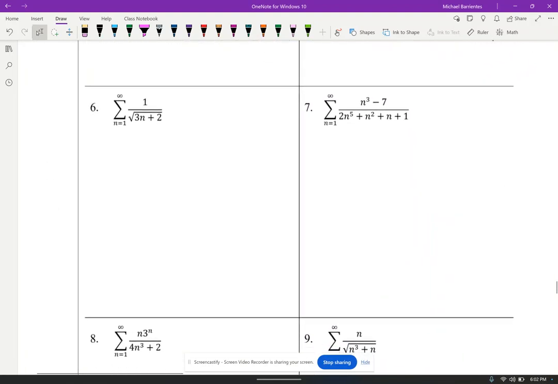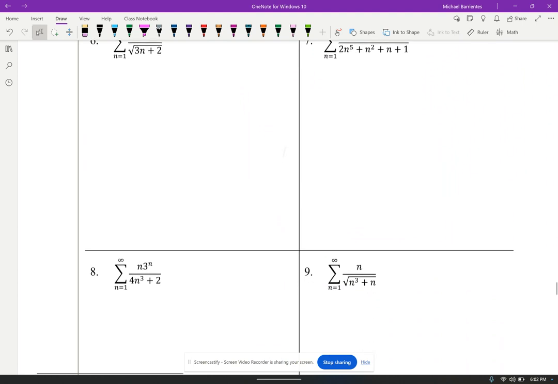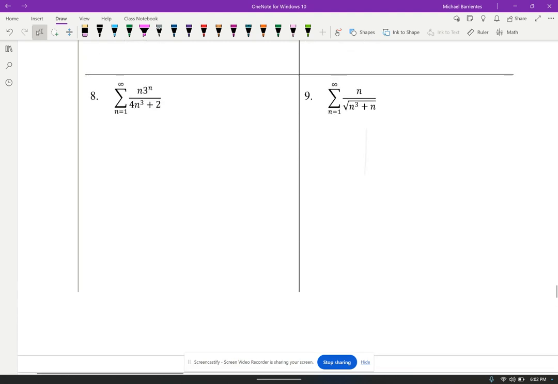We're still looking at the limit comparison test to see if we can find some way to determine the convergence of some maybe complicated looking series. I'd like to do number 6 and number 8 in this video, and then that'll kind of wrap us up here.